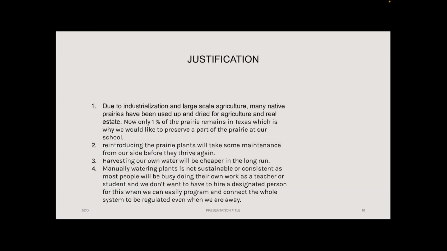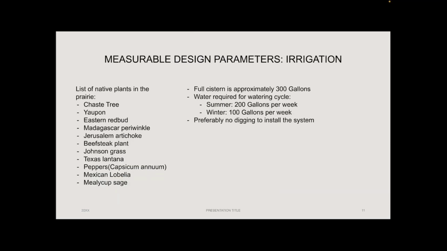And agriculture is a very important, rising trend in today's society, so this project is also contributing toward that and bringing sustainability to the future. So here are some of the measurable design parameters.